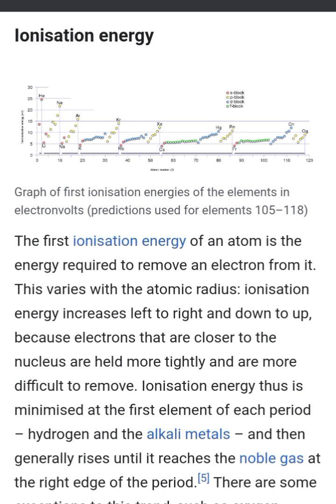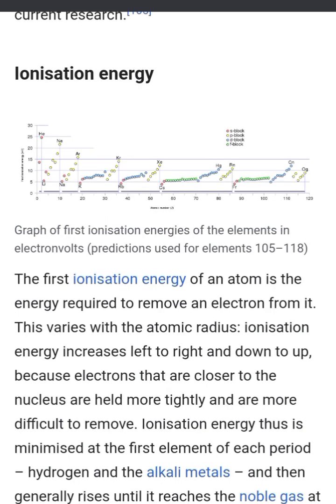Now, this varies with the atomic radius. Ionization energy increases left to right and down to up, because electrons that are closer to the nucleus are held more tightly and are more difficult to remove. You see why the thing is like that? So take note of that.